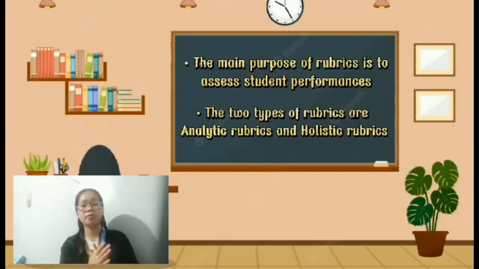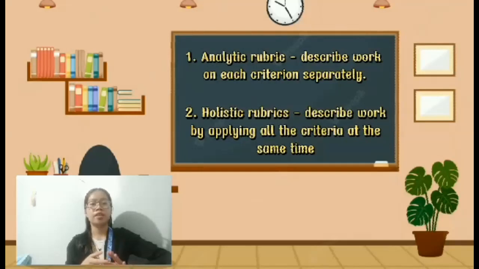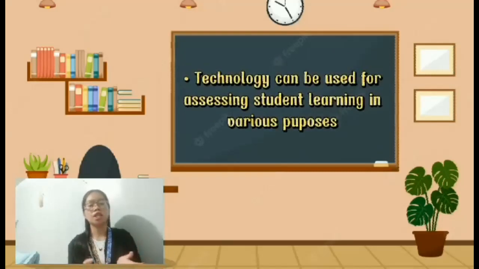And there are two types of rubric, namely analytic rubrics and holistic rubrics. When we say analytic rubrics, it describes work on each criterion separately. So it utilizes separate ratings of specific characteristics, products, or behavior. And holistic rubrics, on the other hand, describe the work by applying all the criteria at the same time and enabling an overall judgment about the quality of the work. It utilizes holistic rating for a product or behavior. So now let's move on.